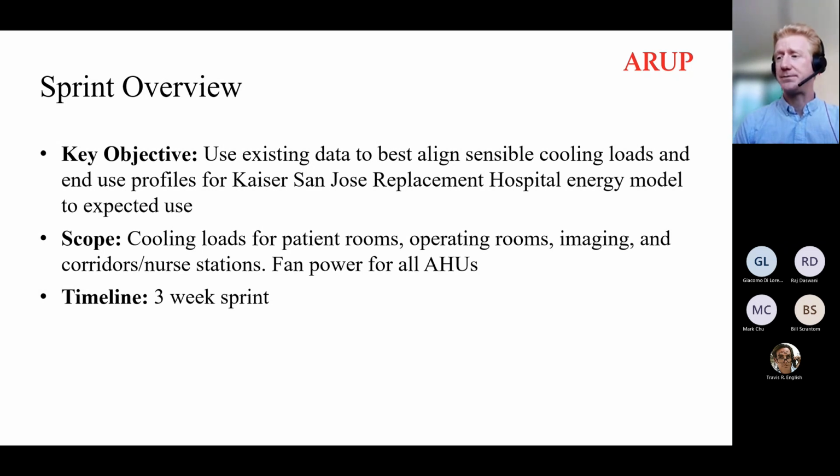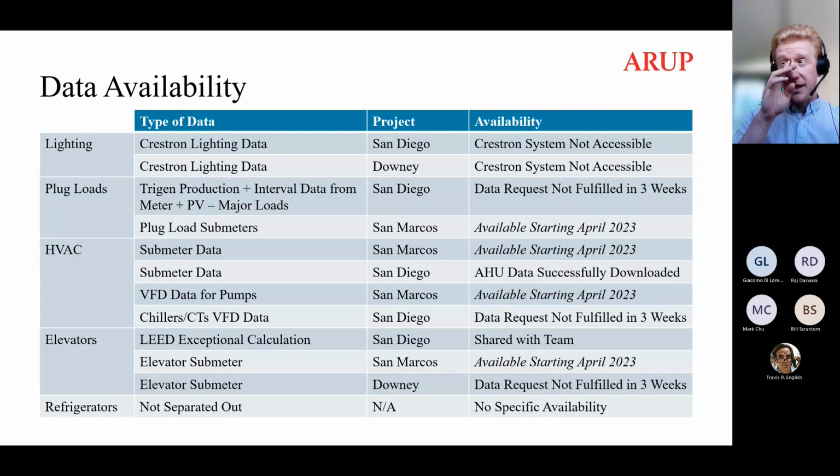This work was done over only a 3-week sprint, so data availability, data quality, and then how that flows into the energy model is certainly something at the end we have some recommendations and considerations around for the future. At the outset, our aspiration was to look at the entire portfolio of data that's available from some of Kaiser's recent hospitals.